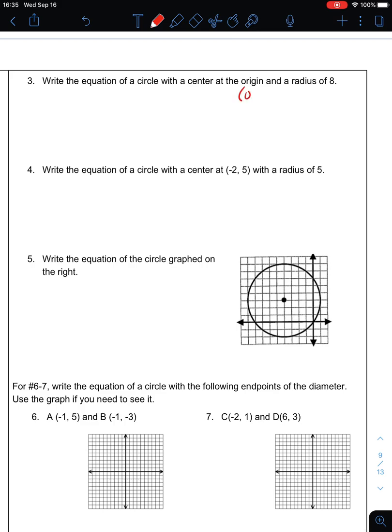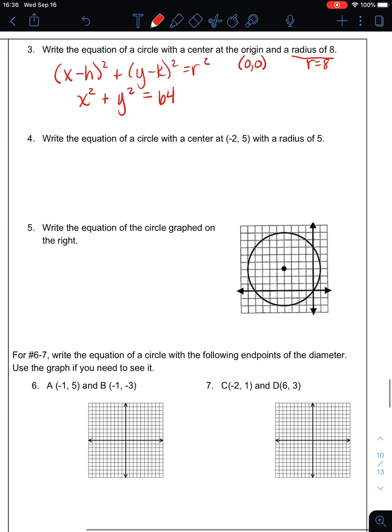Write the equation of a circle with the center at the origin. Remember that's (0, 0). So there's my h, k with a radius of 8. So the formula is (x minus h) squared plus (y minus k) squared is equal to r squared. Since it's going to be x minus 0, it's just x squared plus y minus 0, so y squared is equal to r squared. Well, r is 8, so r squared would be 64.